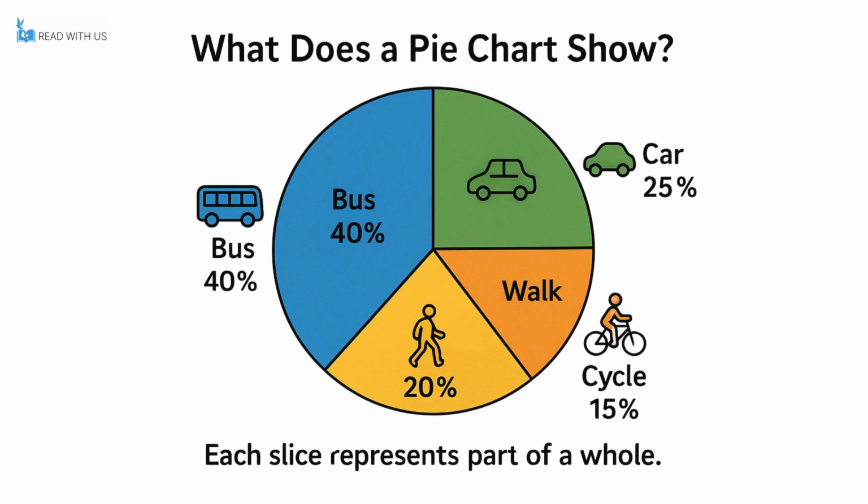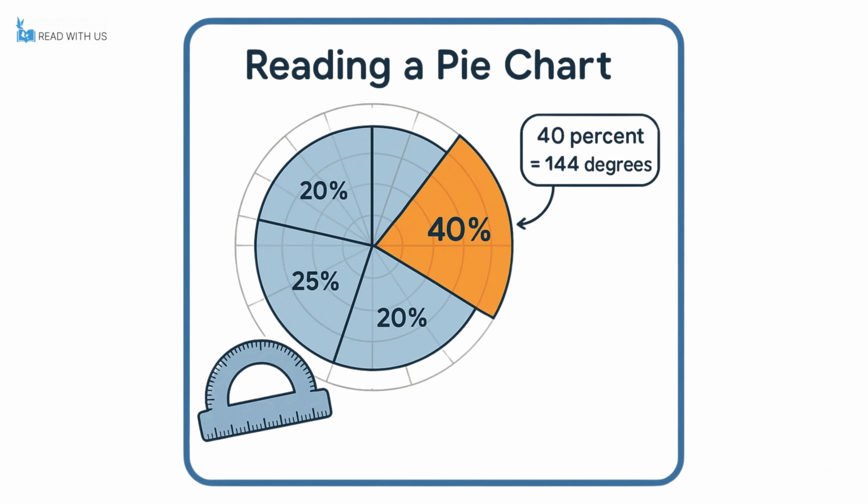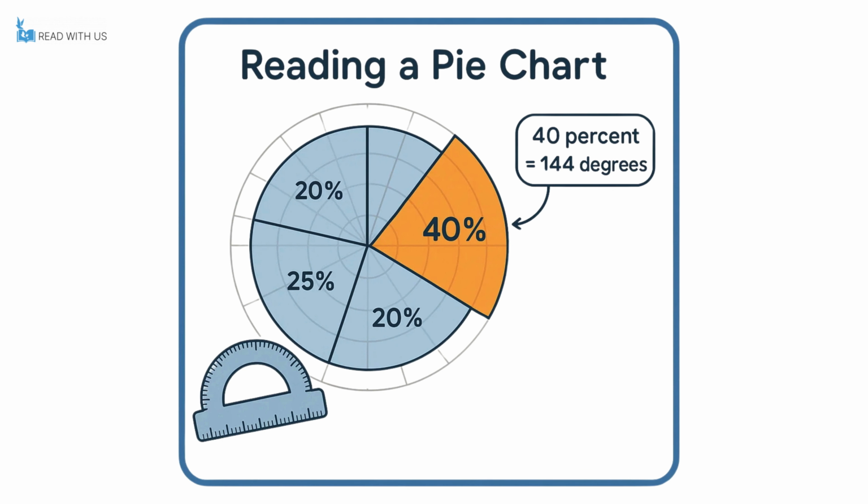Each slice of the pie shows the proportion for each group. The bigger the slice, the larger the share of that category. The total of all slices always equals 100%. To read a pie chart, we look at the size of each sector and check the labels or key to see what each slice represents.